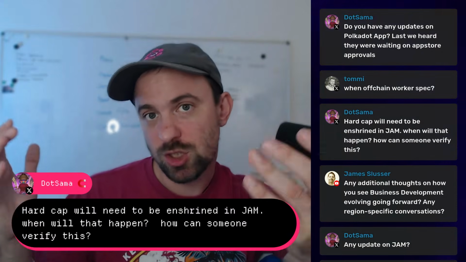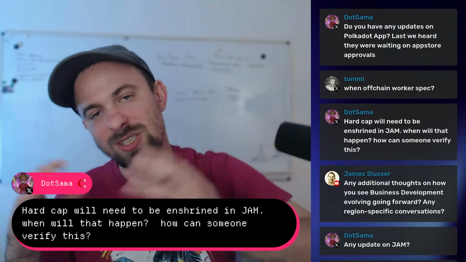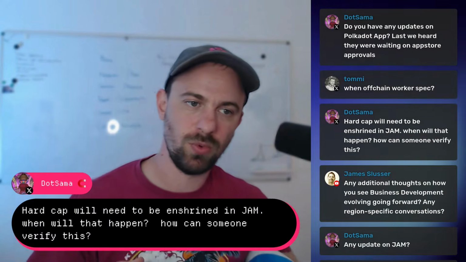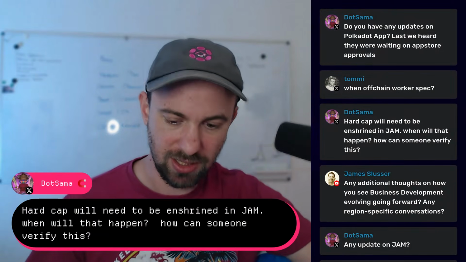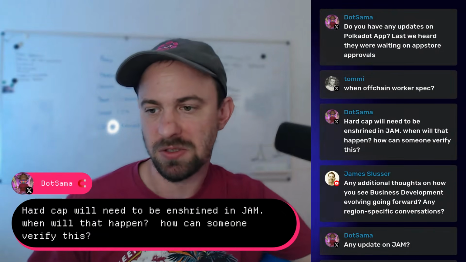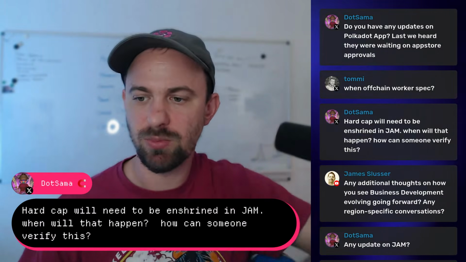When will that happen? When Jam launches, right? But it does not. It's always a part of governance, right? And so we are, so to say, enshrining it now on the OpenGov level, and then when Jam launches, I guess it will carry that model, but we will see.